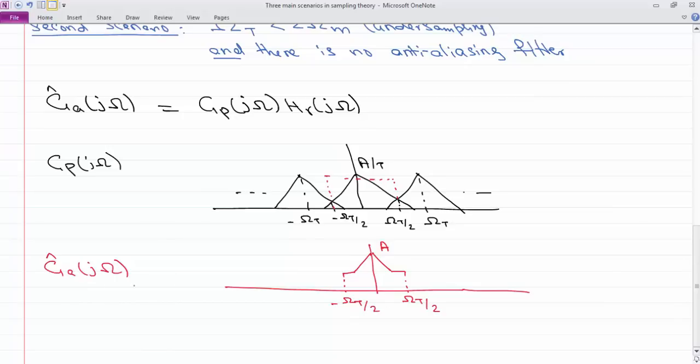And then to get the time domain signal, you have to compute its inverse Fourier transform to understand what it will look like. So this is the case where you have aliasing, you did undersampling, and to understand what the output will be, you really have to go through both the sampler and then the reconstruction filter.